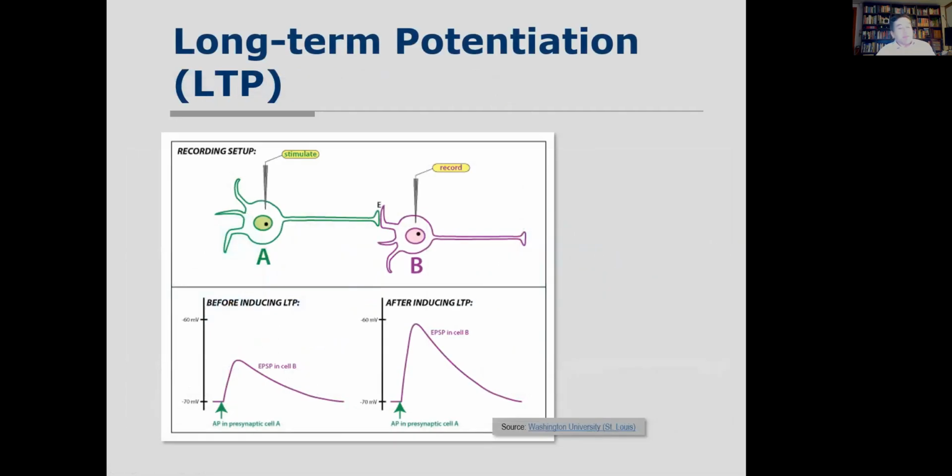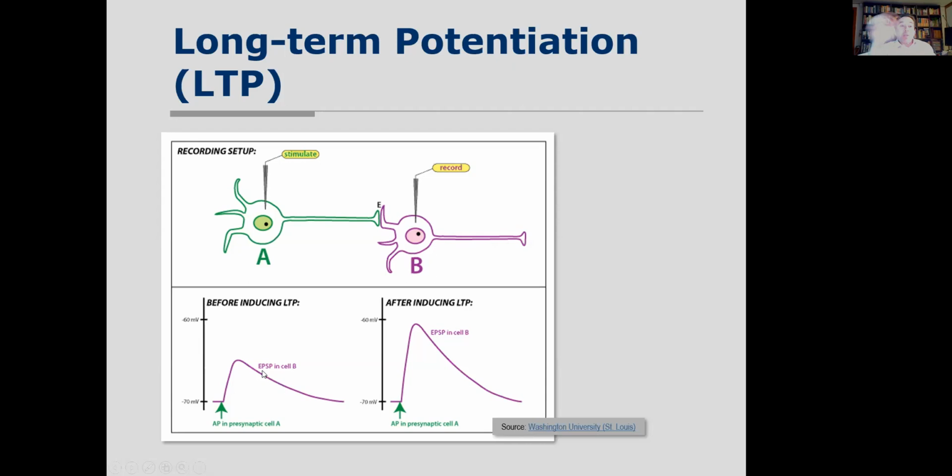So the experiments that validated this concept are called long-term potentiation experiments. And you would basically do a stimulation experiment and stimulate the neuron A and record the result in the postsynaptic cell in neuron B. And before inducing long-term potentiation, which would be repeatedly stimulating A, so you strengthen this synapse, before you induce the long-term potentiation, this would be the result in B.